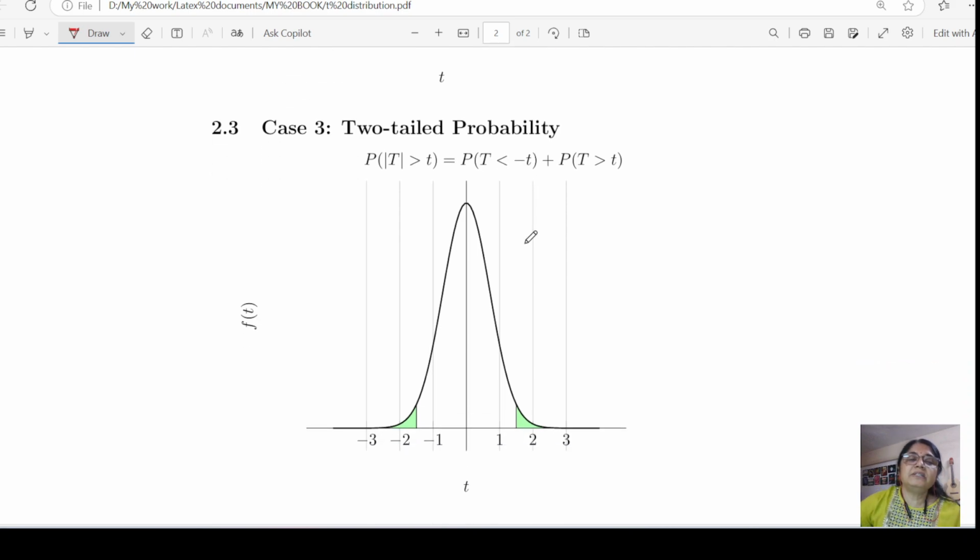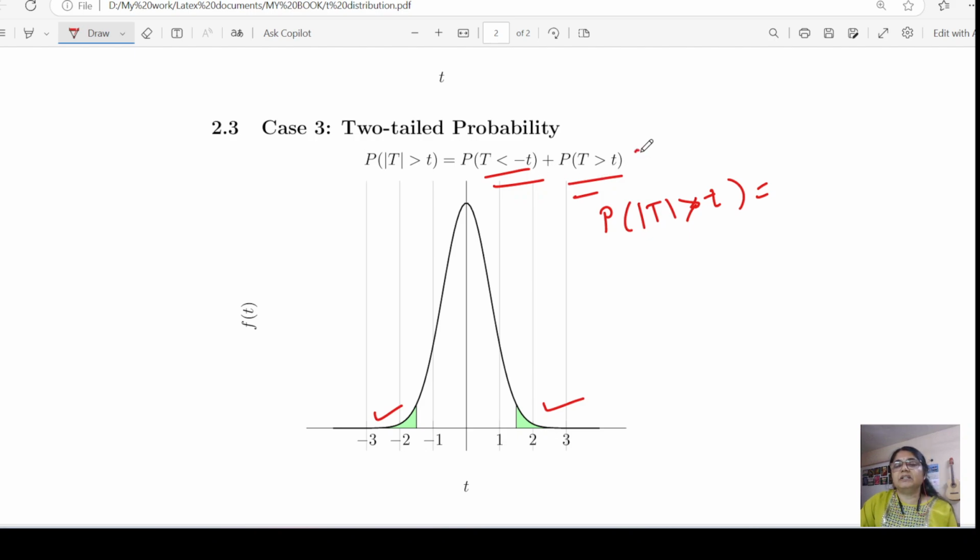And in the third case we will discuss the two tail, meaning left tail and right tail. So we can see probability of mod of T greater than t is equal to this. We have to remove the mod and it will give you probability of left tail plus probability of right tail, that is probability of T less than minus t plus probability of T greater than t.